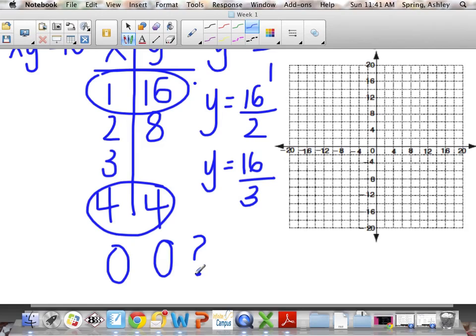So pause the video, keep this table going. You can pick any values that you want to, just make sure they'll fit on your graph. So positive or negative x values, and I'll give you a minute or so to do that. Plot the points and take a look at the graph when you are finished.